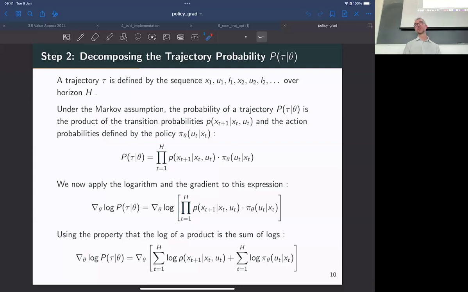So why is this helping us? Because the tricky part is this one, the probability of the system dynamics, because that's the part we don't know. This part here, we know it. That's our policy. We can parameterize it with a neural network. We know exactly the neural network. We can take derivatives of the neural network. That's not a problem. But this one, we don't know it. So that's the part that is giving us troubles. So we cannot compute directly the gradient of P because we don't know this part.